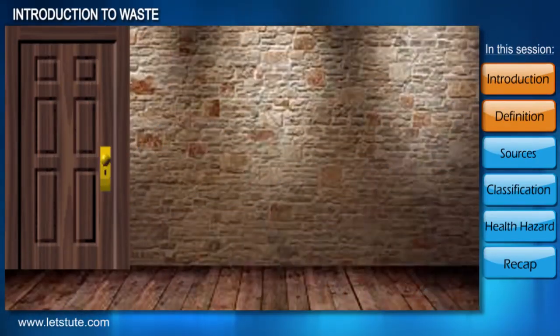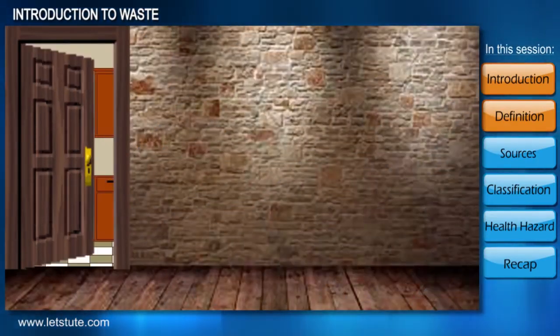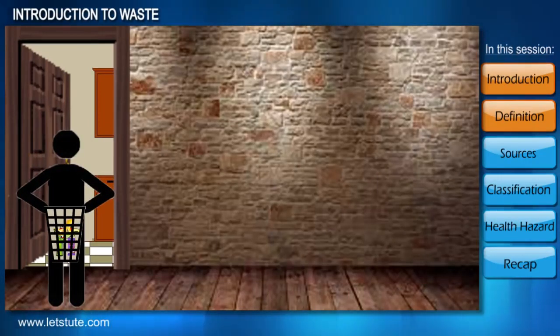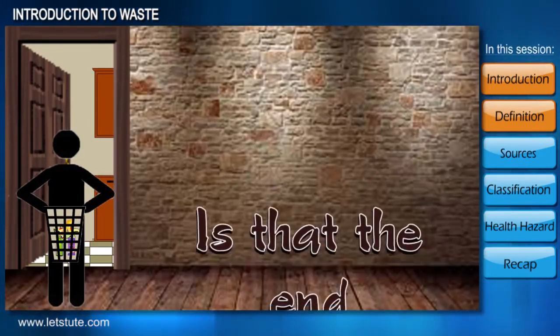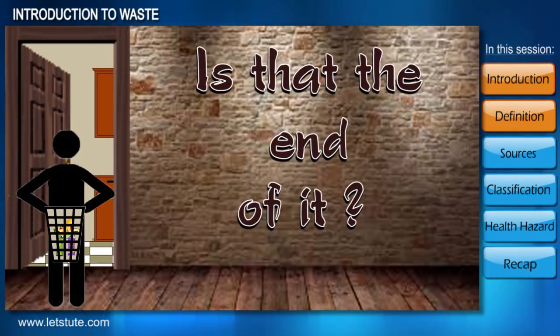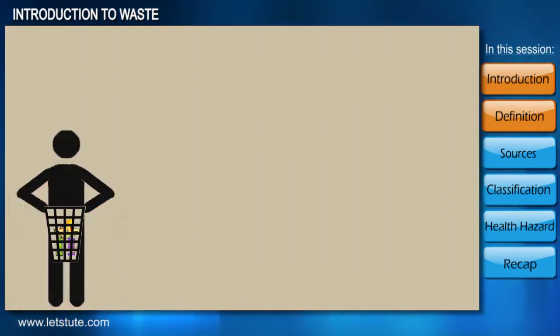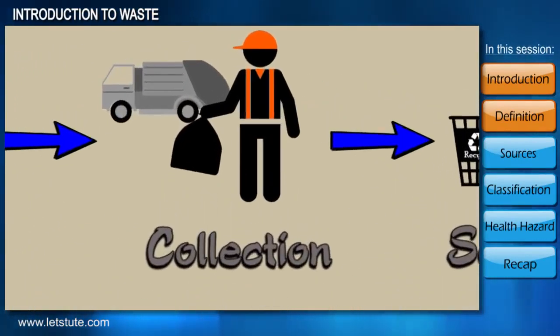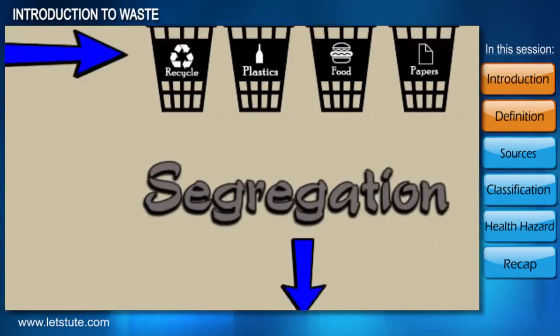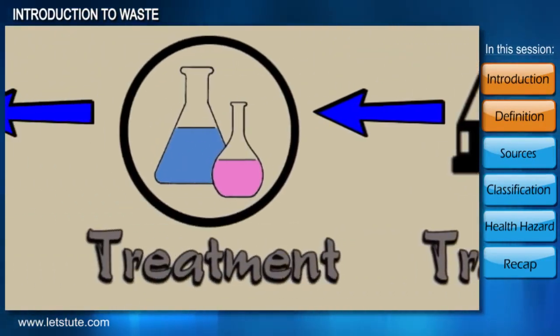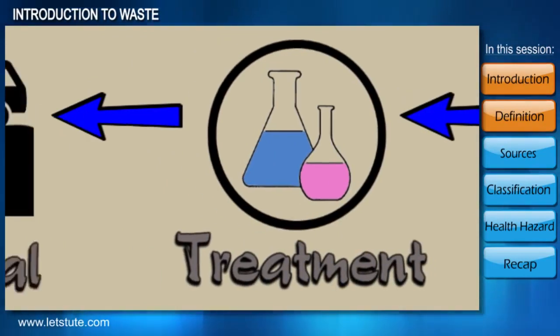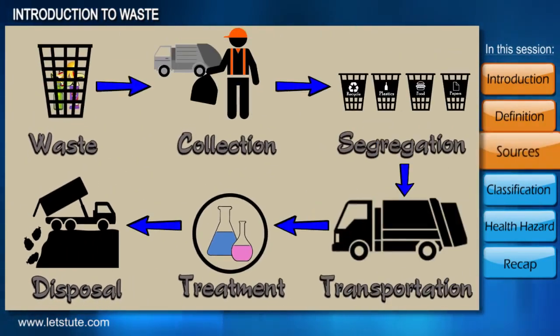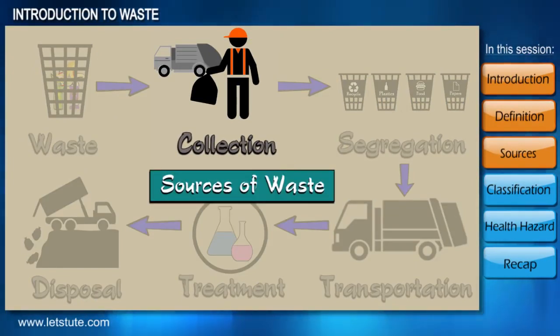We normally get rid of the waste generated at homes by keeping our bins outside the house, right? But is that the end of it? No. These wastes undergo a series of processes, right from collection, segregation, and transportation. Some wastes are even treated and then finally disposed of. So let's see the various places of origin from where the waste can be collected.